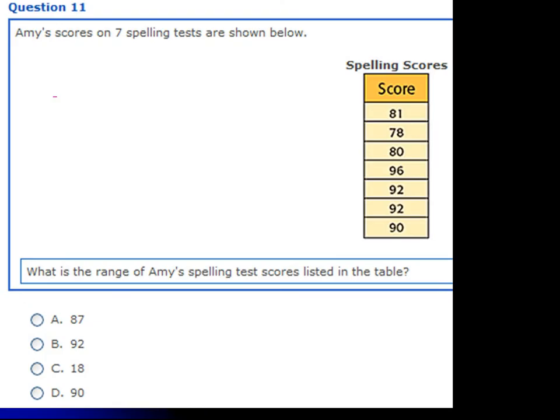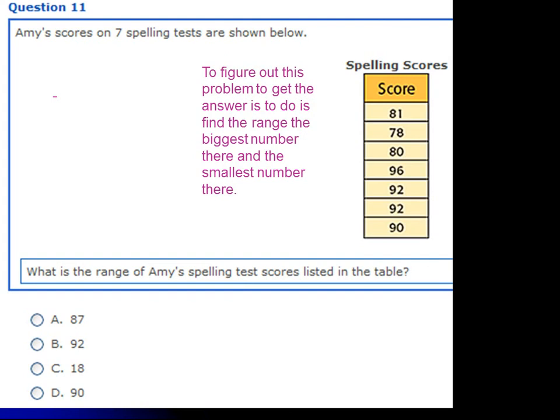Did you guys really do this one? I think so. Amy scored 7 spelling tests: 81, 78, 80, 96, 92, 92, and 90. To figure out this problem, to get the answer, find the range. The biggest number is there and the smallest number is there, 78.